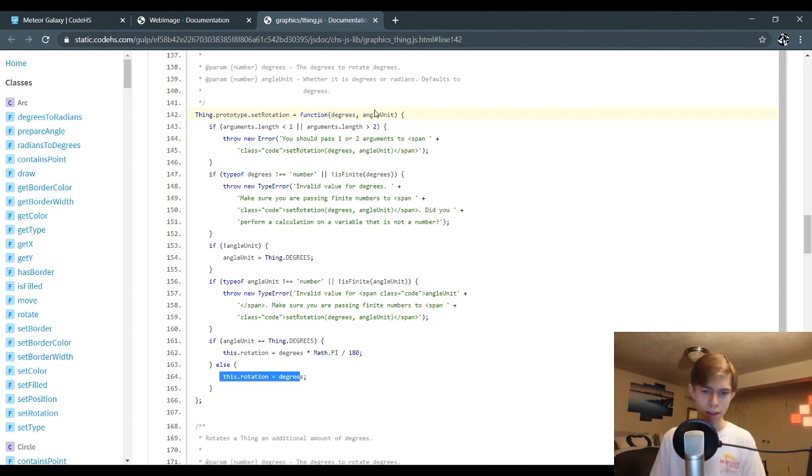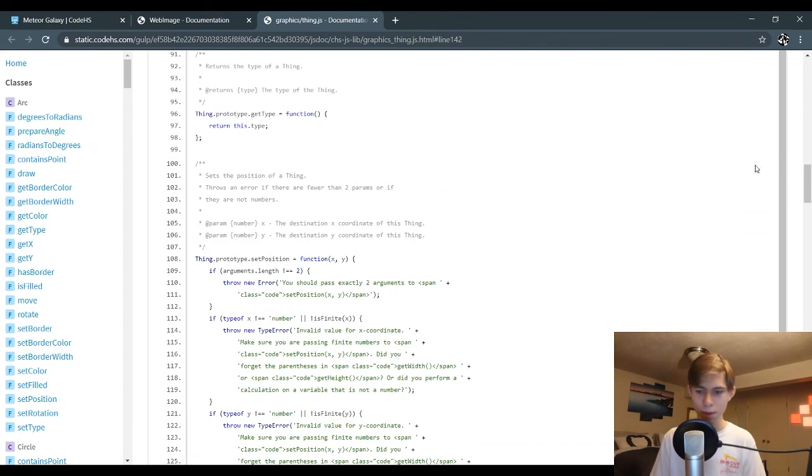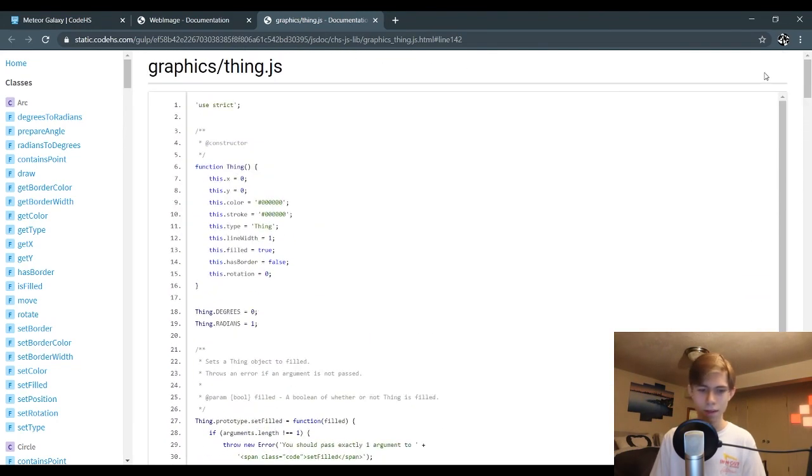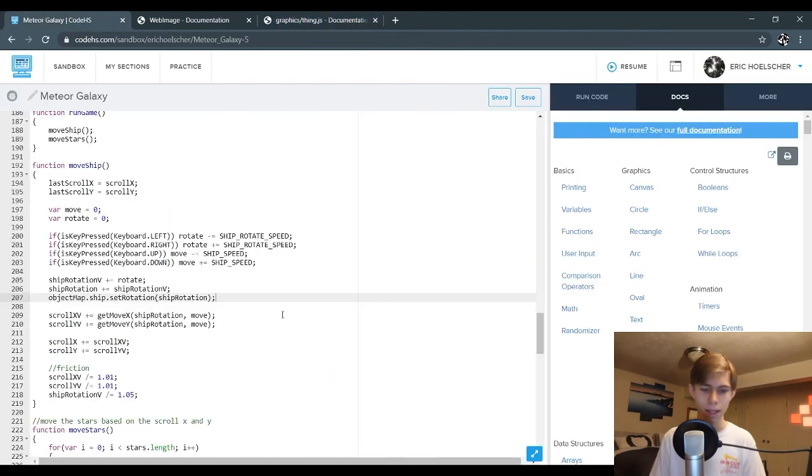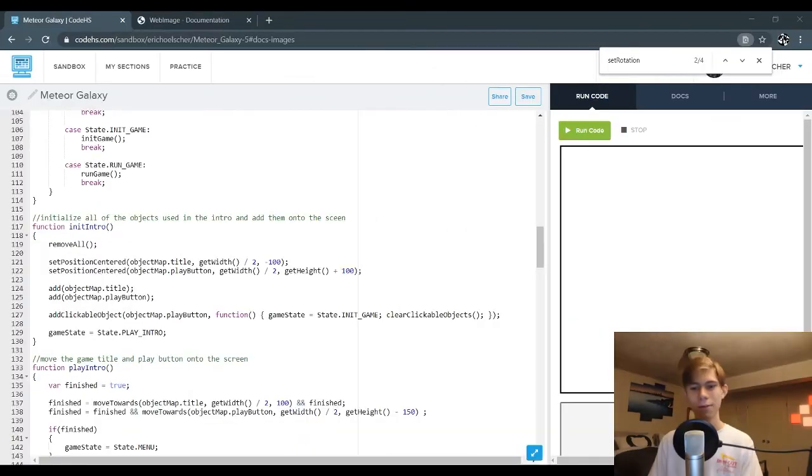So right here for angle unit, if you go up to the top, you can see they have a couple of constants, degrees and radians. If you want it to be in radians, you put in a 1. And if you want degrees, you put in 0. So back over to Meteor Galaxy, we want to give it a 1 since we are using radians for our rotation. Now it's time for the fun part where we get to test the code.